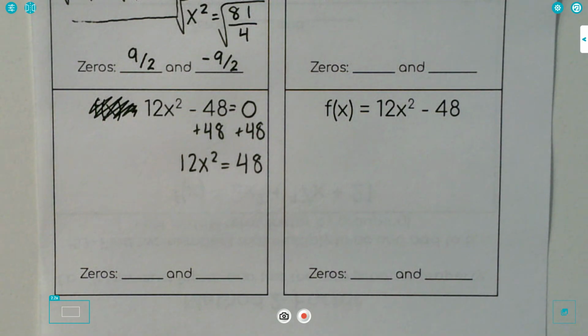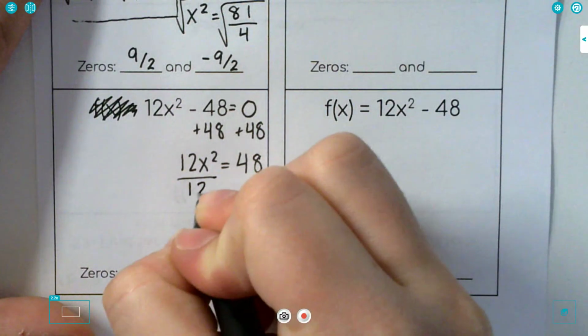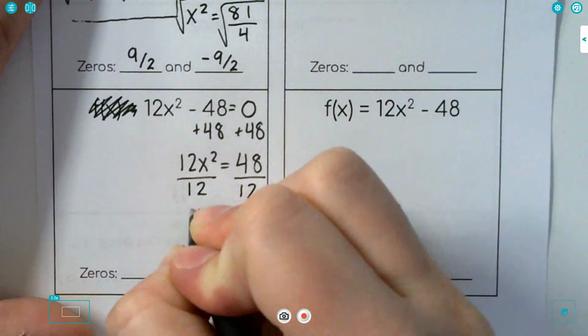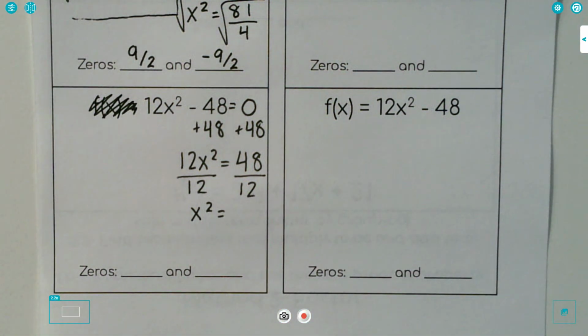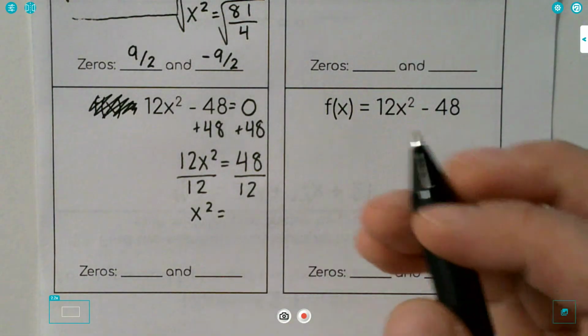What should I do next? Say it. Divide. Yeah. So we're going to divide both sides by 12. We got x squared equals. Can we do 48 divided by 12? Yes. So then we do want to divide it out. If we can divide things out, we do want to divide them out. If you get a decimal, leave it as a fraction. Okay? So 48 over 12 is 4.